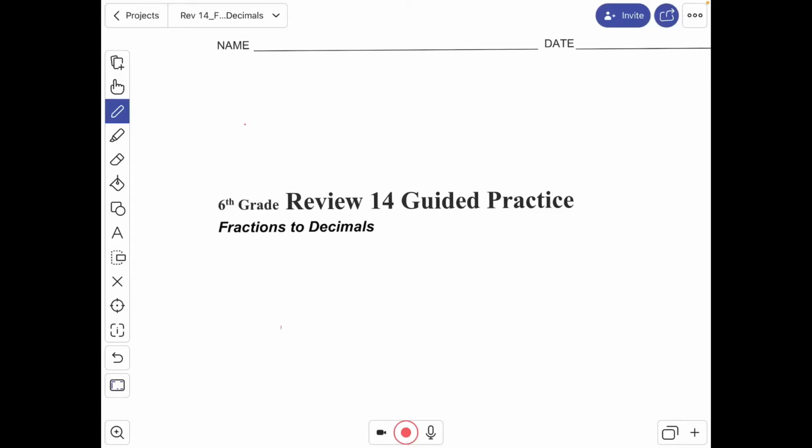Today we're on Review 14, Fractions to Decimals. That's kind of what you've been doing on the warm-up. You've been memorizing some that we use all the time. There are some that are very frequent. Other fractions are not so common, like 5/6.